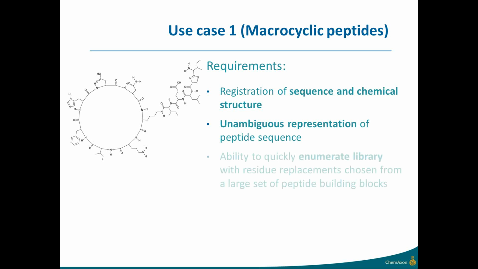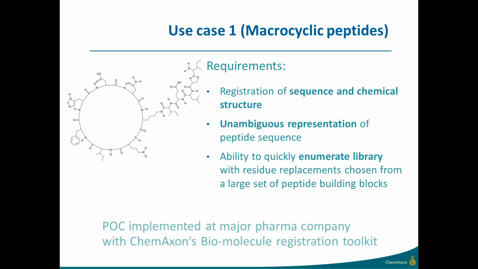And if I'm working in the field of developing these macrocyclics, I also appreciate the ability to quickly enumerate a library with residue replacements which are chosen from my set of building blocks at defined positions, which I have identified, for example, as the hotspot of activity of that peptide. This is a proof of concept which we implemented at a major pharma company with the help of our toolkit.